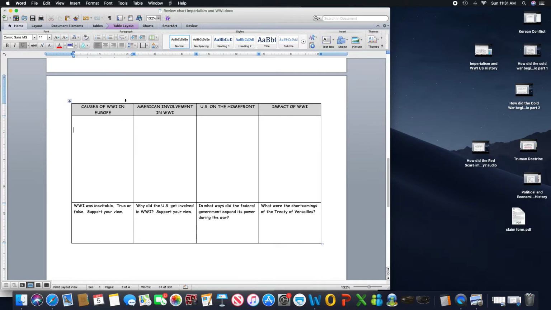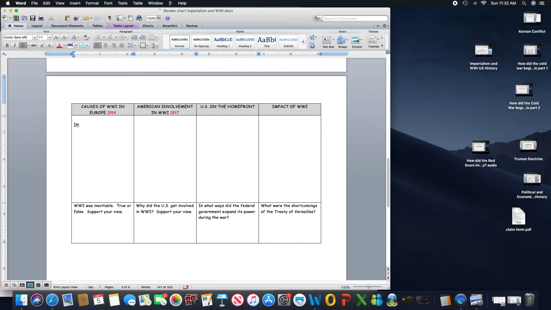Okay, causes of World War I in Europe. So I made these two different columns because they're two different developments. This is happening in 1914. And the United States doesn't get involved until 1917. So there are different reasons why these things happen, and you should be aware of that. So we're talking about World War I in Europe.